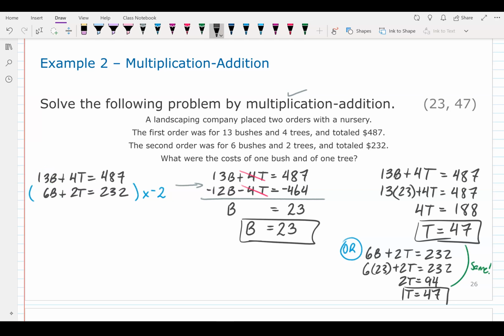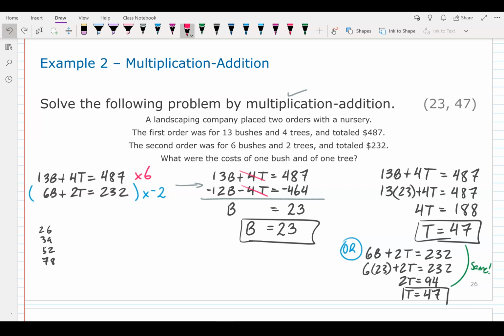You'd have to think, okay, 13 times 2 is 26. That's not a multiple of 6. 13 times 3 is 39. That's not a multiple of 6. 13 times 4 is 52. Is that a multiple of 6? No. I think 13 times 6 would have to be it, which would be 78. So you'd have to multiply the top by 6, and you'd actually have to take the bottom and multiply it by negative 13 in order to match these constants and coefficients. It's just not worth it.